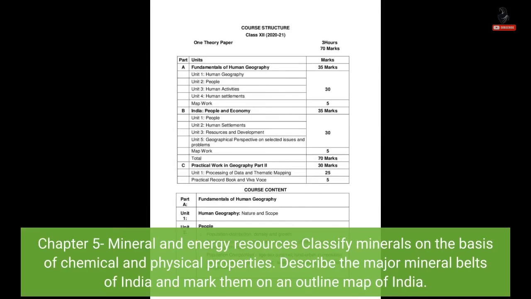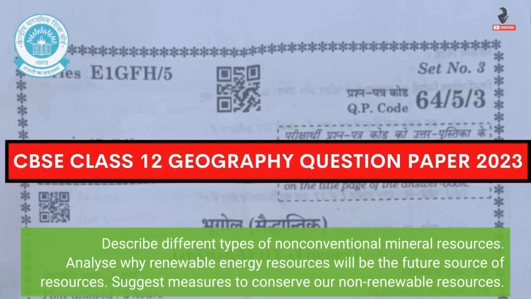Chapter 5, Mineral and Energy Resources. Classify minerals on the basis of chemical and physical properties. Describe the major mineral belts of India and mark them on an outline map of India. Describe different types of non-conventional mineral resources. Analyze why renewable energy resources will be the future source of resources. Suggest measures to conserve our known renewable resources.